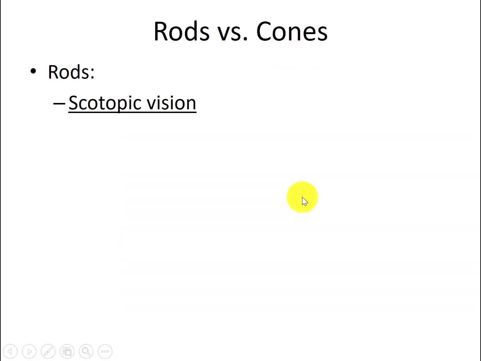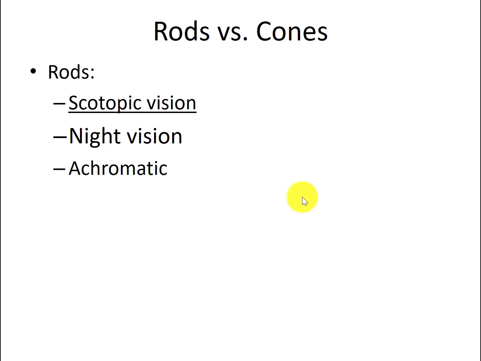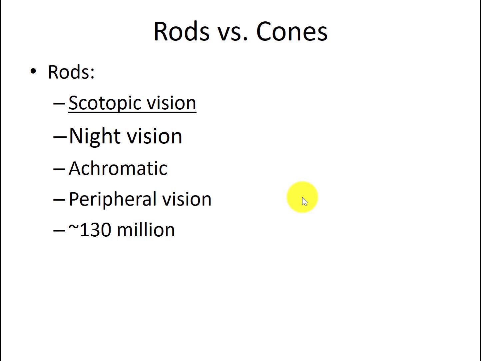So the rods are involved in what's called scotopic vision, night vision, different degrees of light and darkness. They're achromatic; chromatic means color, so these don't work with color. These are in the periphery of your vision, and there are a lot of them, about 130 million.